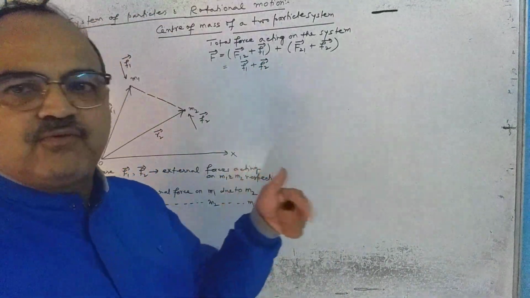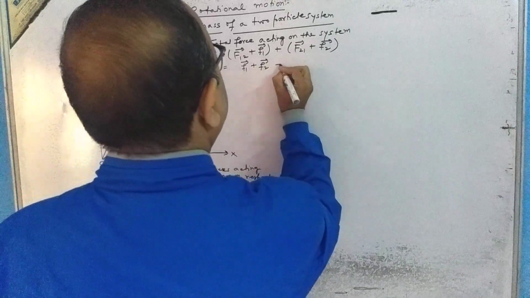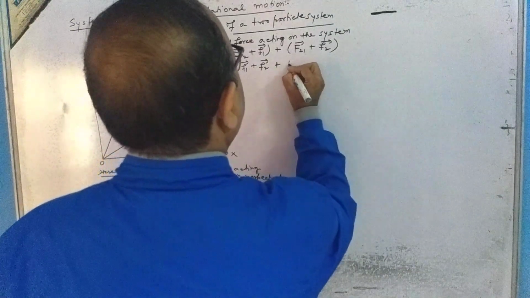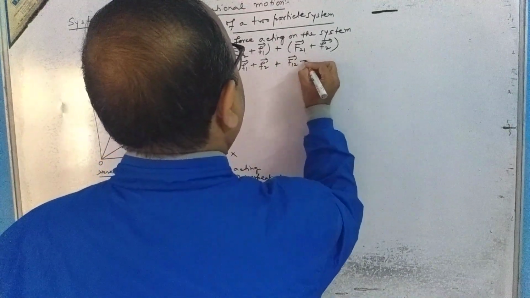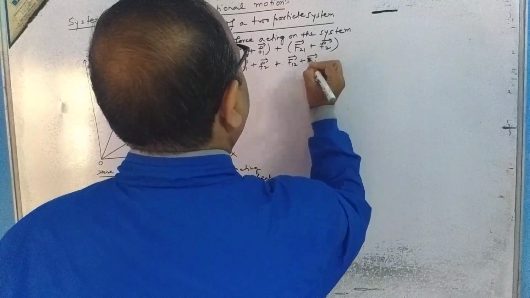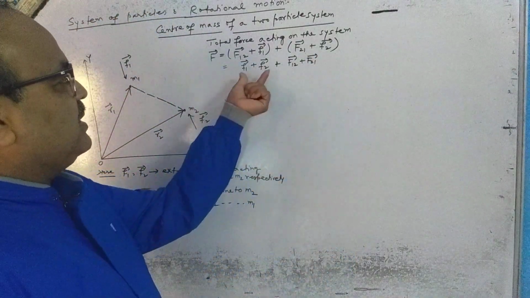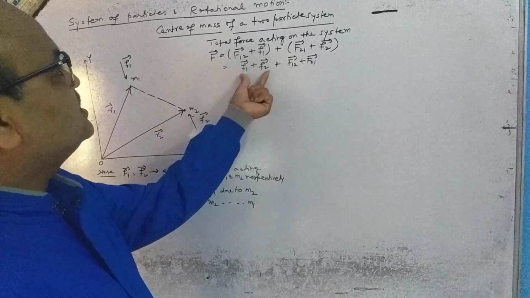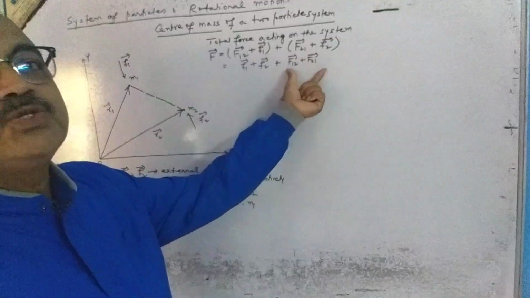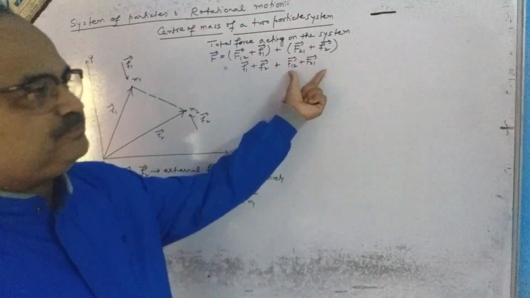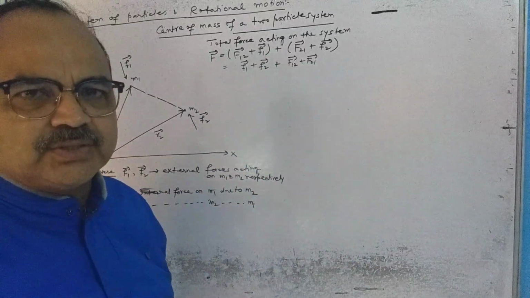Can I write it? F1 vector plus F2 vector. मैंने external force को अलग से लिख दिया. Plus F12 vector plus F21 vector. इनको मैं अलग से लिख दिया. ये मैंने क्या किया? सेपरेट कर दिया. These are the two external forces. These two are the internal forces. Okay? They have been separated.